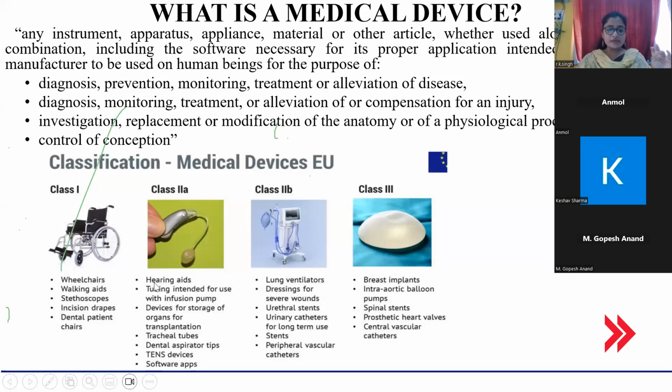Over here, in this diagram, you can see that these medical devices are usually classified into various classes. I've given this diagram to help you understand in brief the main categories of the different classes that we have. Class 1 will include the wheelchairs, stethoscope, dental patient chairs, etc. Talking about class 2, it can be class 2A and 2B. So 2A will include the hearing aids.